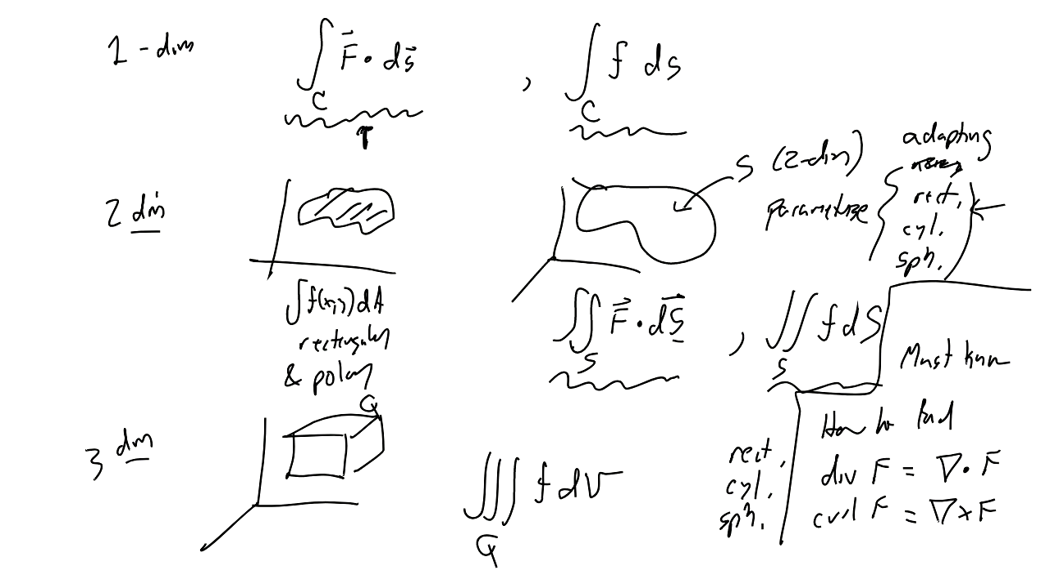Oh, rectangular coordinates are just x, y, z coordinates. X equals x, y equals y, z equals z.